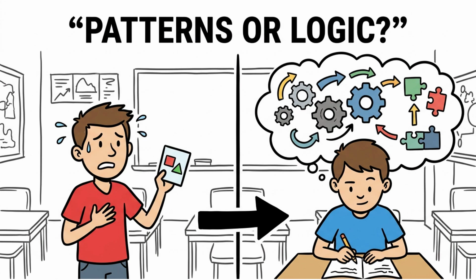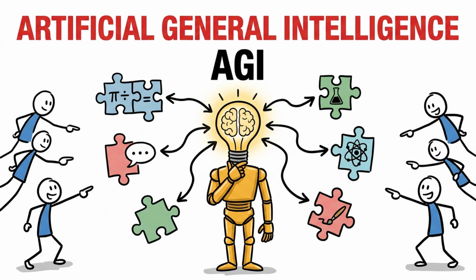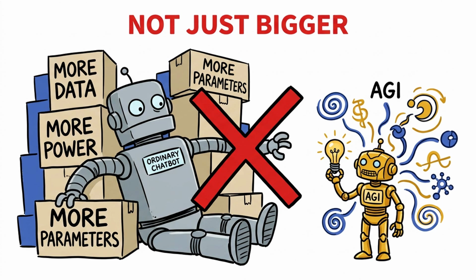Now think about the second student, the one who understands logic, not just patterns. That student is what computer scientists mean when they talk about artificial general intelligence, or AGI. AGI isn't a bigger chatbot. It isn't just more parameters, more data, more computing power stacked on top of what already exists.